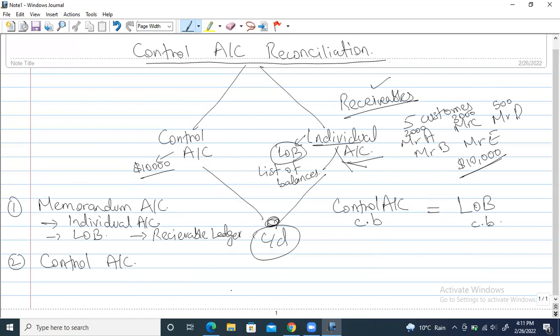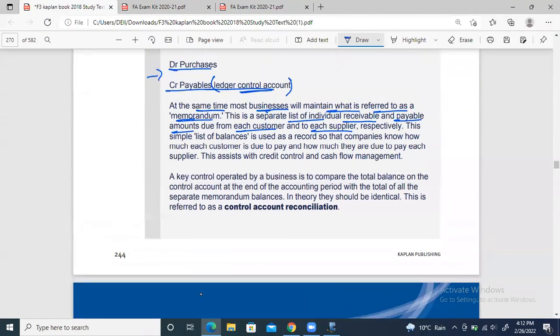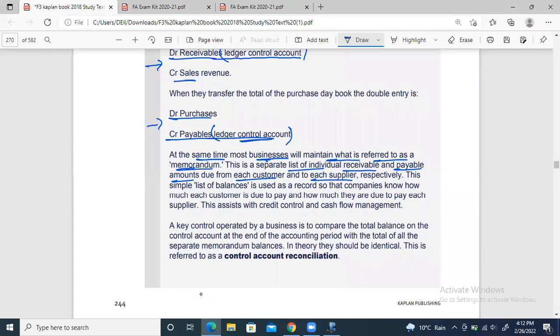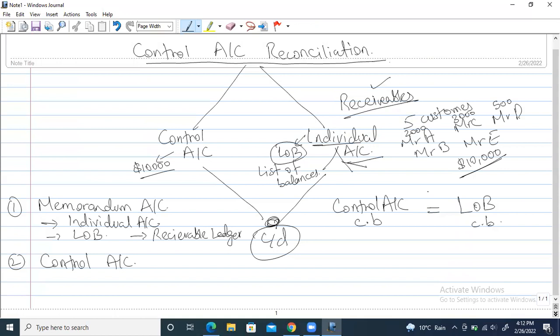This point is also written in the study text. I'll show you. It's written over here in this note. First, let's complete this and then move forward. Are you following me till here? Is it clear? Yes. Okay, that's great.